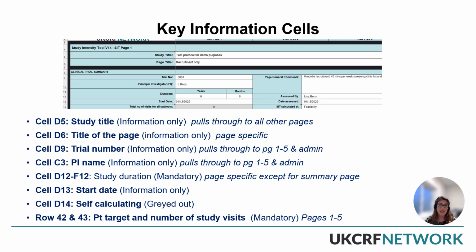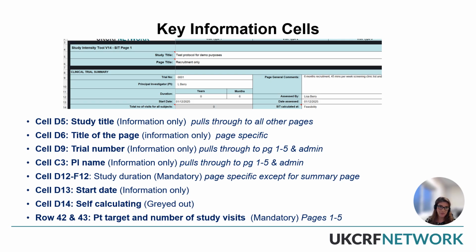So there are some key information cells, and these are similar cells to version 13. We'll go through this in the demonstration that you'll be able to access from the portal. Some of these cells are at the very top section of the tool. The study title is for information only. If you enter it on the white cells, on cell D5 on page 1, that will pull through to all of the other pages for you, so you don't have to worry which protocol or which study you're working on.